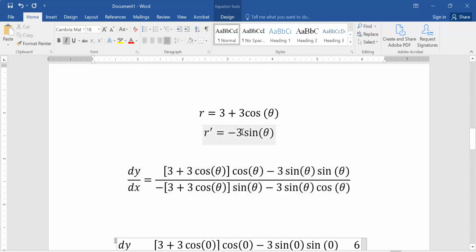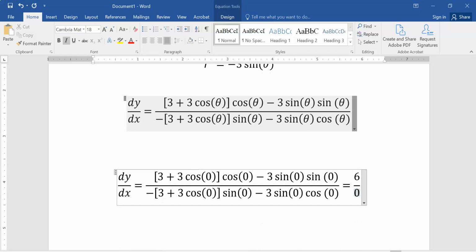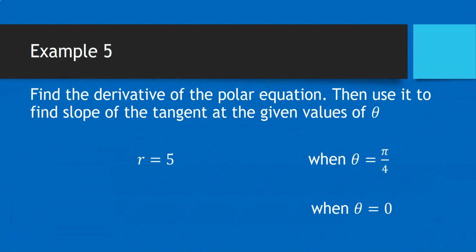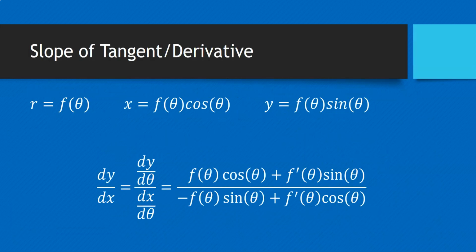So notice what that was. 3 plus 3 cosine theta. That was that cardioid that we dealt with when we sketched graphs. That was a cardioid. So that's the idea. So we can find derivatives of y with respect to x, even if we have a polar form of an equation. All right, that's a very nice thing to have.